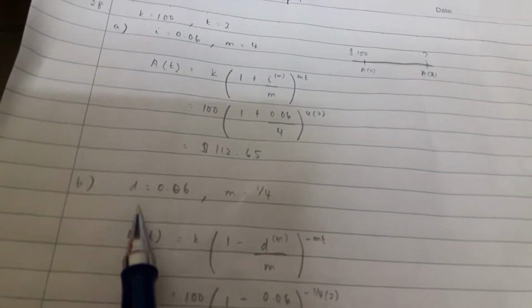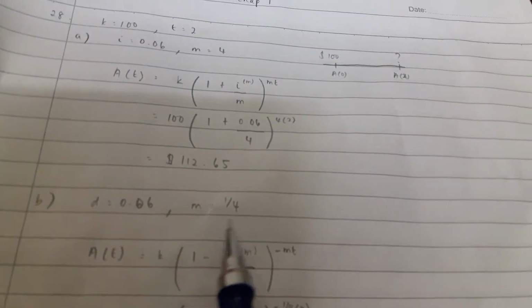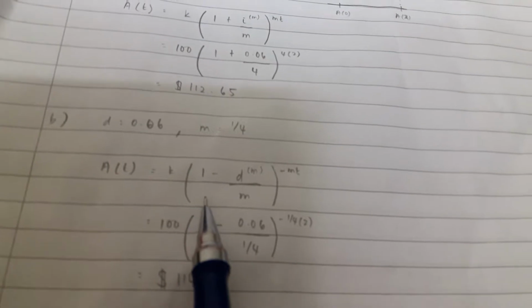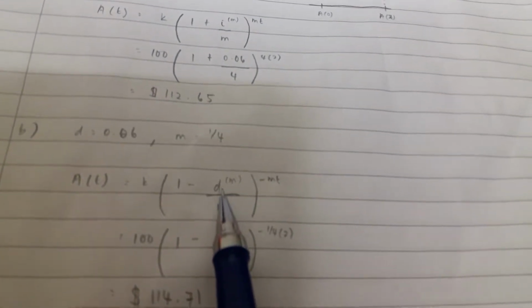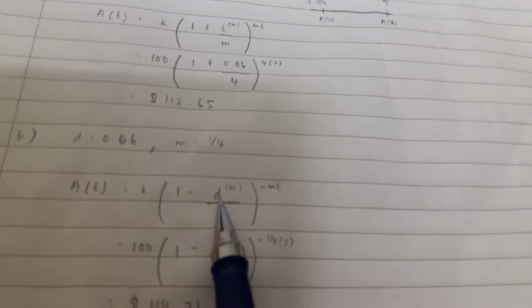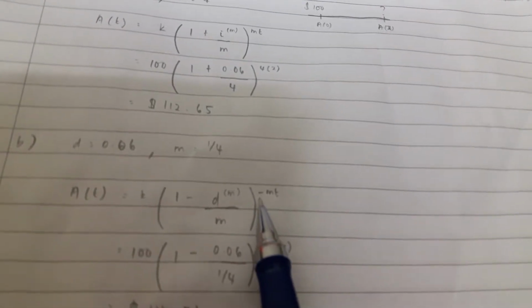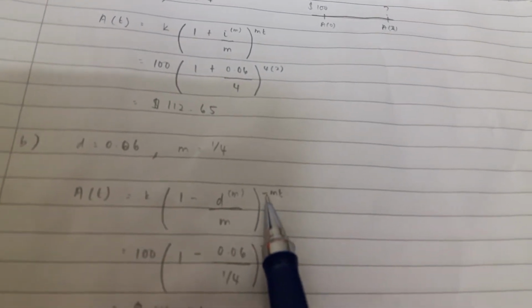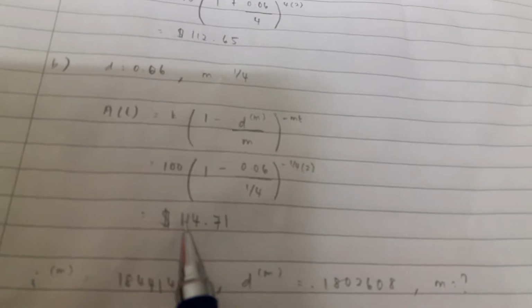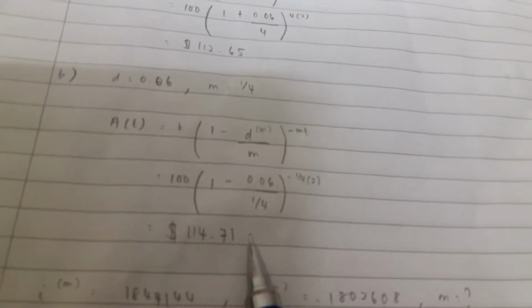And for B, if the nominal annual rate of discount is 6% convertible once every 4 years, you lay out the information and you'll get d is equal to 0.06 and m equals to 1 over 4. And using the same formula, but replacing it with d and this being negative, you get $114.71.